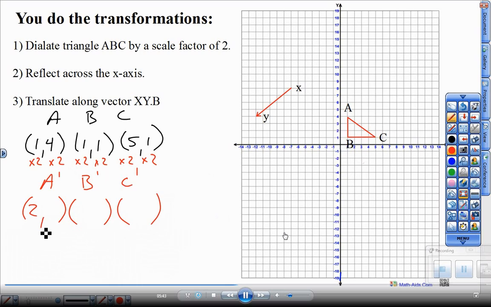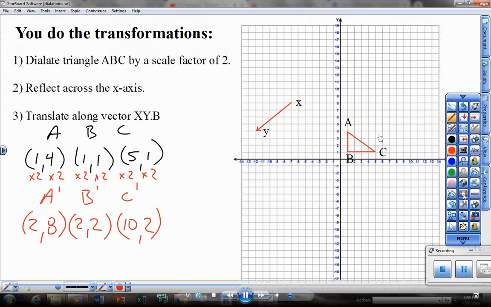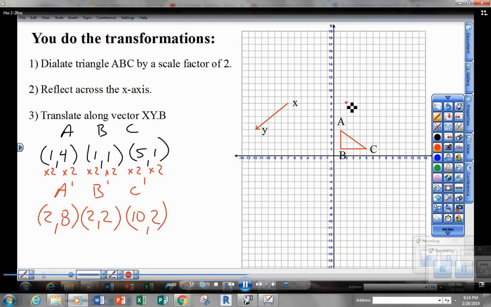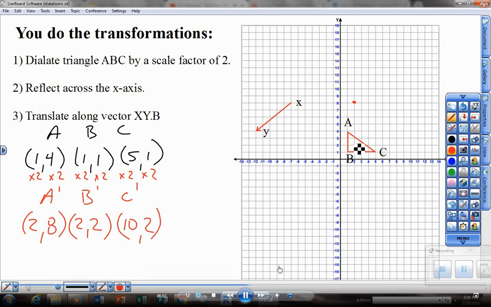Or I could have drawn my lines of dilation. Over 1, up 1, over 1, up 1 gives me all the points to dilate. Over 5, up 1, over 5, up 1 gives me all the points to dilate. Over 1, up 4, over 1, up 4 again gives me all the points to dilate. So for this one, 2, 8, 2, 2, and then 10, 2 gives me the bigger triangle.